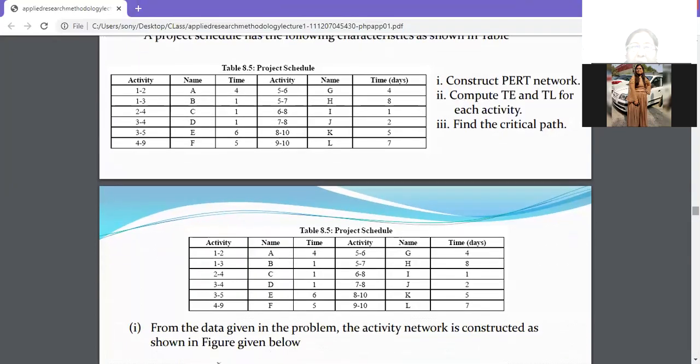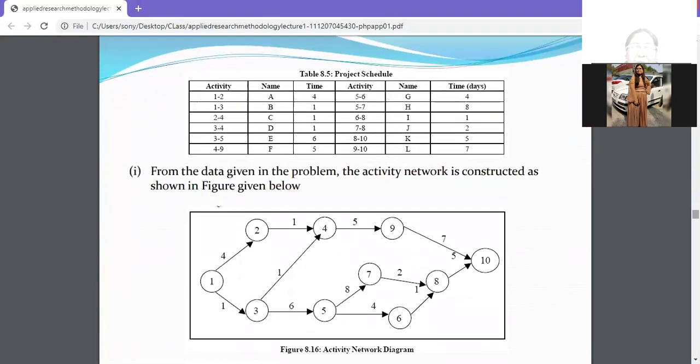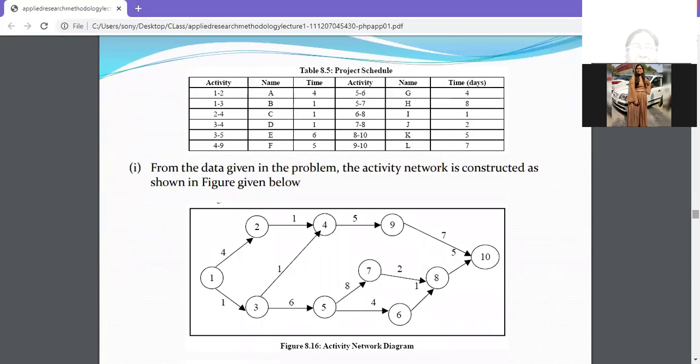Okay, so let's look at the diagram which has been drawn. 1 to 2 is A, 1 to 3 is B. They have mentioned the time duration on the arrow. For example, activity A is taking 4 days to complete. Activity B is taking 1 day to complete. Activity C is taking 1 day to complete.